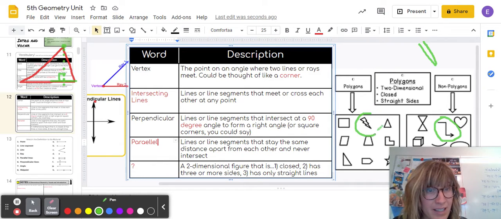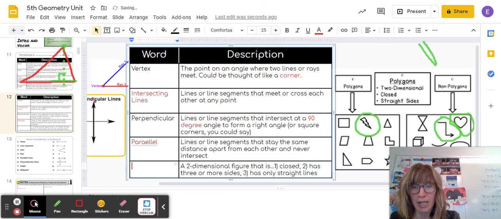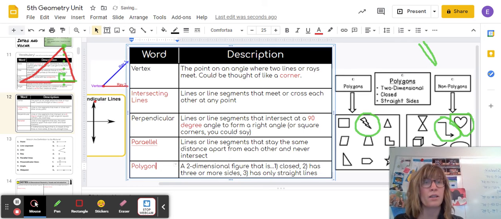So this is a polygon, even though it has sort of this unique shape to it. All of the lines in here are straight. When you have something more like a heart shape like this, it's not a polygon because it has curves. Okay, so that is called a polygon. Poly meaning many, gon meaning sides. Polygon, many-sided shape.